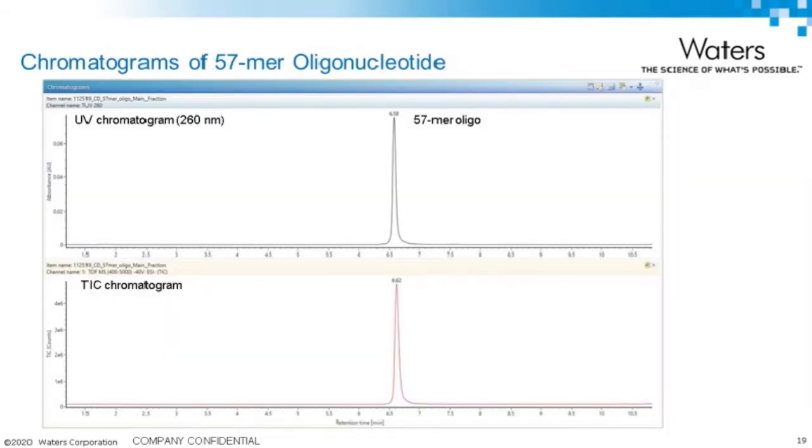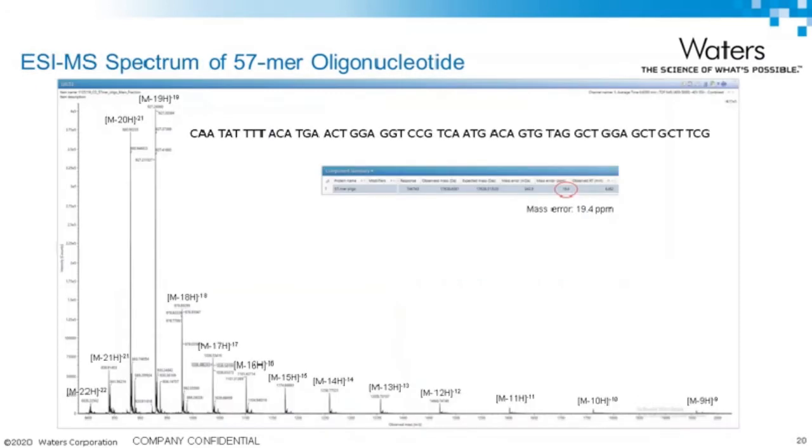Larger oligonucleotides can be analyzed as well on the same BioAccord using pretty much the same experimental conditions, same column, same mobile phase, with slight method development to adjust for the gradient conditions. Here I have an example of a 57-mer oligonucleotide. We see the UV and the TIC chromatograms. Again, we got very good sharp peaks. The ESI-MS spectrum of this compound shows a wide range of charge states from -9 all the way to -22. Upon deconvolution, the mass accuracy result is shown here, 19.4 parts per million.